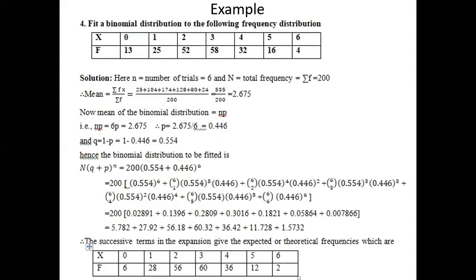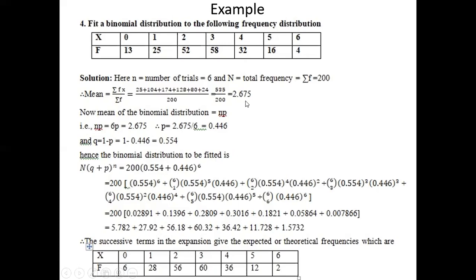Here small n is the number of trials, so the trials are 6. Capital N is the total frequency, so the summation of f equals 200. Now what is the mean? Mean equals the summation of f x by the summation of f. So 25 plus 104, because f into x, then 58 into 3 is 174, 4 into 32 is 128, 5 into 16 is 80, 6 into 4 is 24. The total divided by the sum of frequencies 200. So 2.675 is the mean.